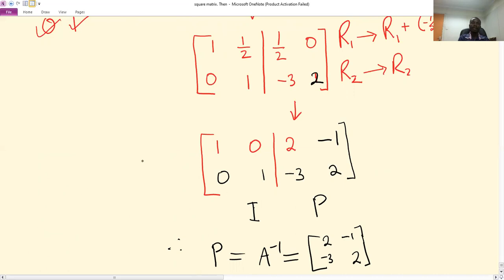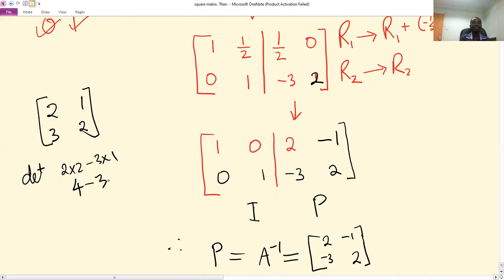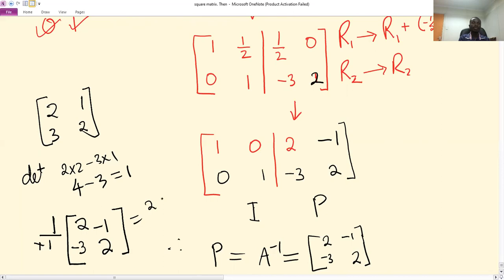Remember, we had 2, 1, 3, 2. In the normal case, we'll say determinant will be given by 2 by 2 minus 3 by 1. So 4 minus 3, which is 1. And then you say 1 over determinant, 4 minus 3 equals 1. So this plus. And then interchange the elements along the main diagonal, and change the signs here. Minus 3, minus 1. So it will be the same as 2, minus 1, minus 3, 2. And which is the same answer that you have obtained here.